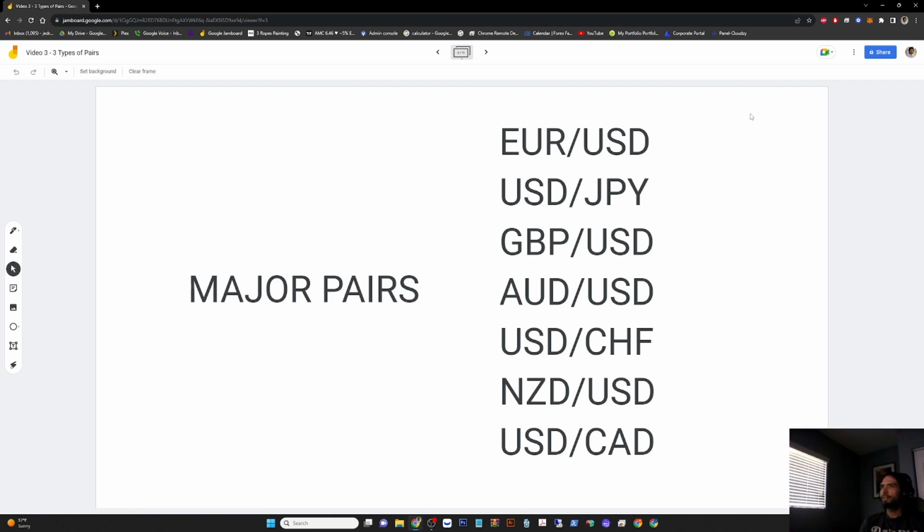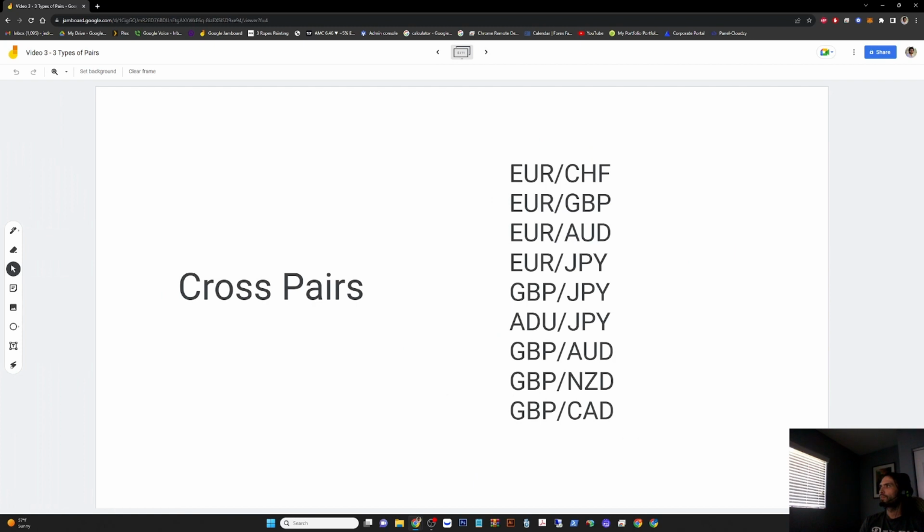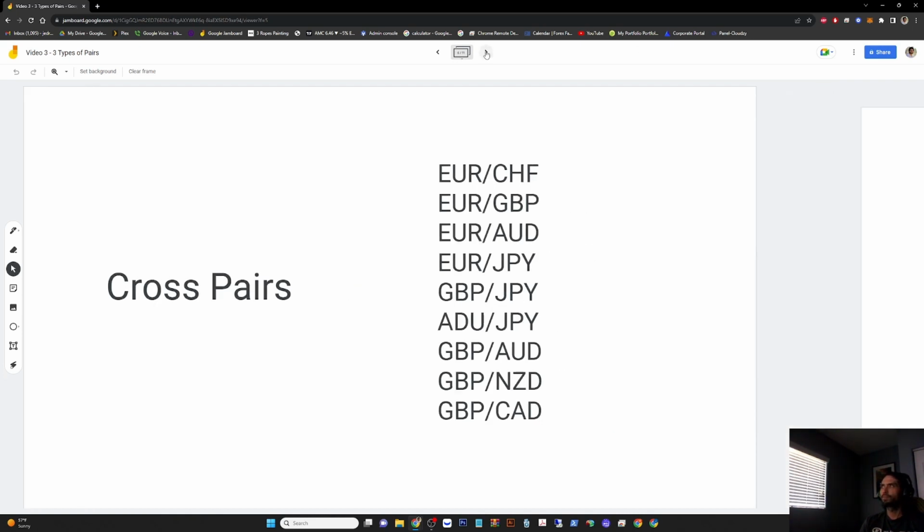And the next one is cross pairs. There are countries that cross together not related to the USD. There are 9 cross pairs here. I won't go through listing them all, but these are cross pairs.